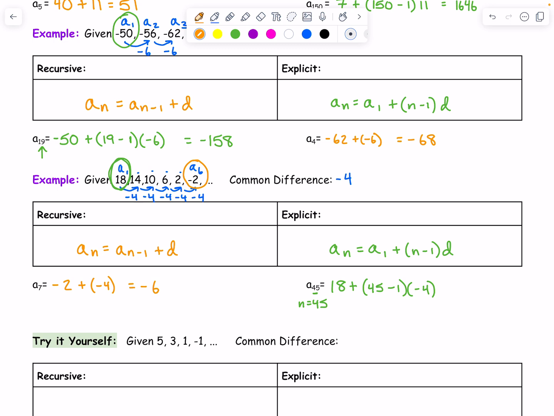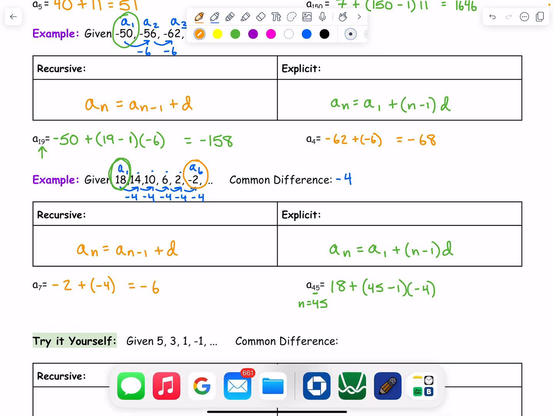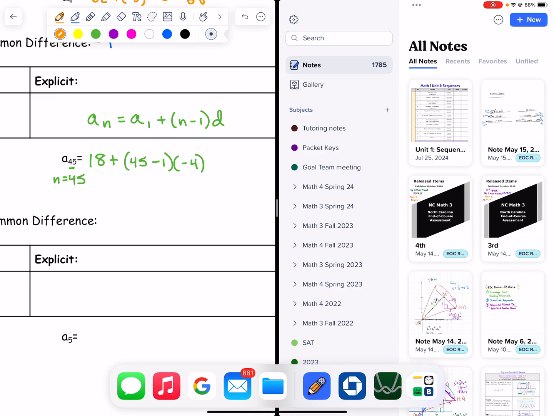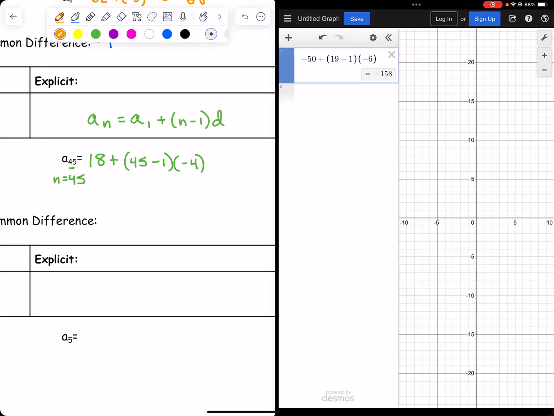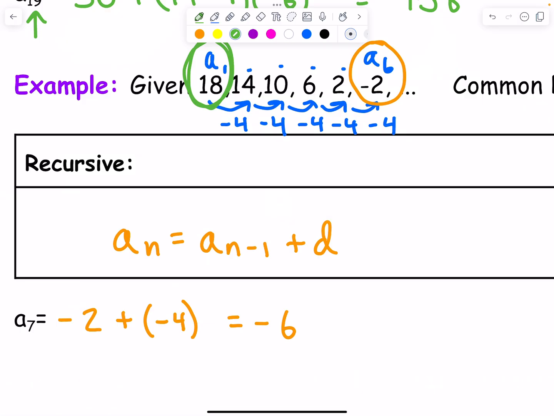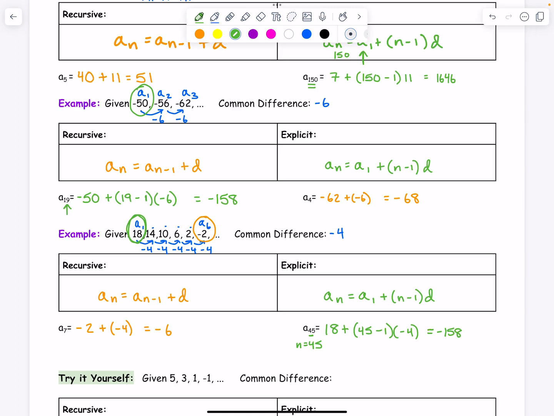So let's just type that in the calculator. Let's see. So 18 plus 45 minus 1 times negative 4 gives us negative 158 for the 45th term. All right, so I think that's enough few examples to get you started.